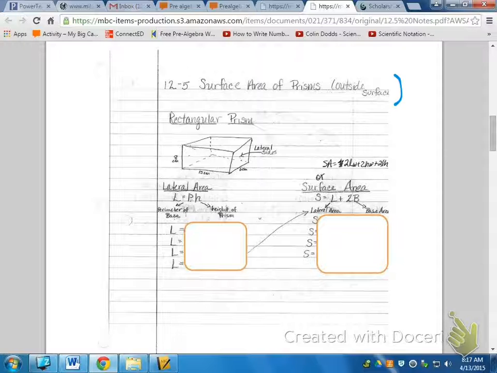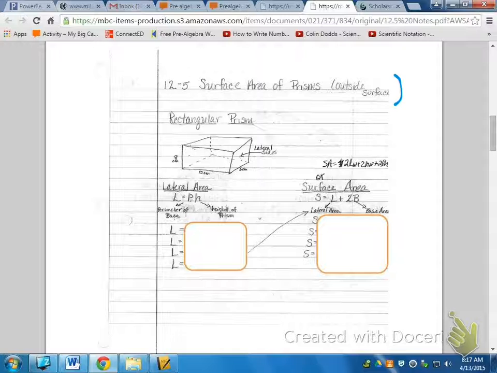If you were the person in charge of ordering the material to make Kleenex boxes, you would need to know the surface area of every Kleenex box to know how much material to order. So think of it as knowing how much cardboard to order for a Kleenex box. That's what the surface area of a prism is.